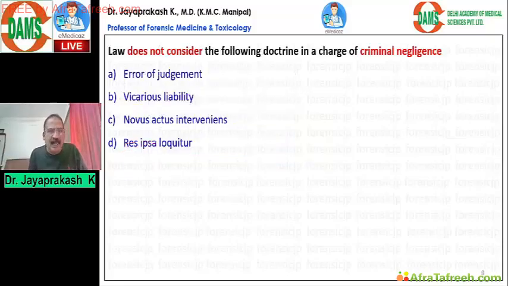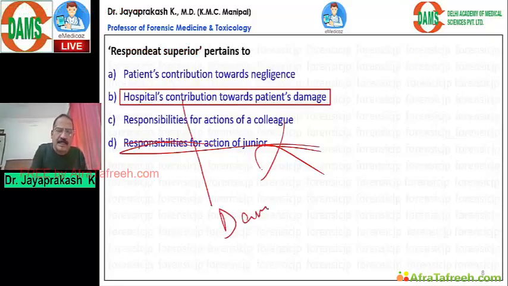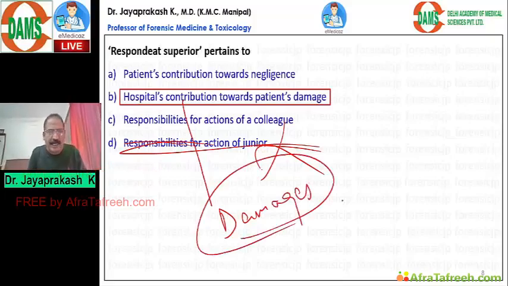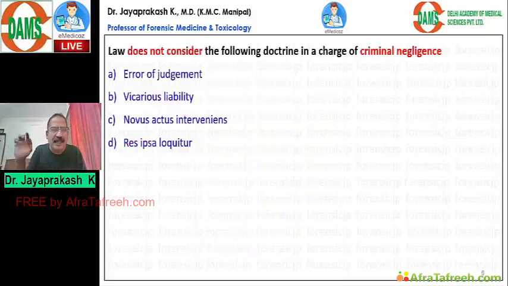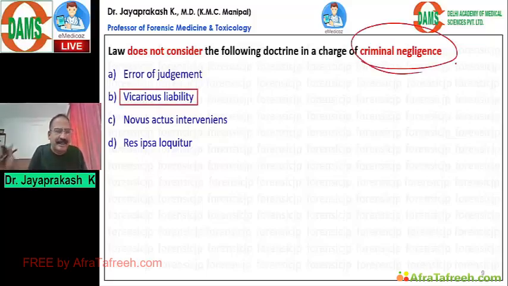Okay. Now again, as I told you, it is only for the payment of damages. What is damages? That is compensation. Again and again I am telling, damages means compensation. Law does not consider the following doctrine in a charge of criminal negligence. And again here, the answer is vicarious liability.